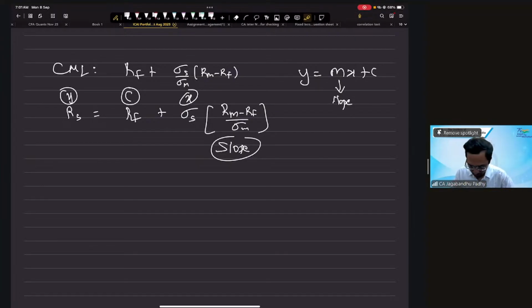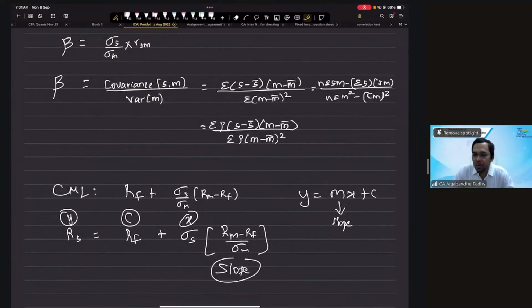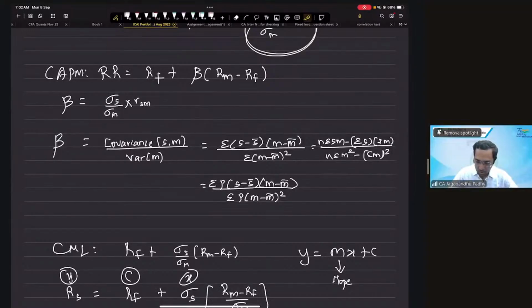We were into the discussion of portfolio management. Till now, we have covered quite a good number of concepts. And what we ended up with in the last session was the capital asset pricing model, wherein we boiled down to the formula: required return equals the risk-free rate plus beta into (RM minus RF), where beta was representative of the systematic risk.